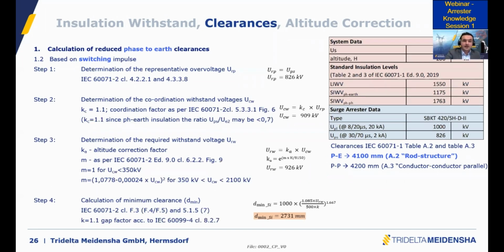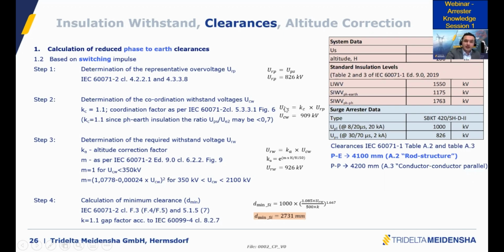Okay, then I'm going to the next step for the phase to earth clearance based on switching impulse. I'm not going to repeat myself; the principle is very similar. For step 1, you are looking at the protection level. So we are taking 826, which is the switching impulse residual voltage. As you can see, as per the IEC standard for surge arresters, the wave shape and the amplitude is different when it comes to switching.